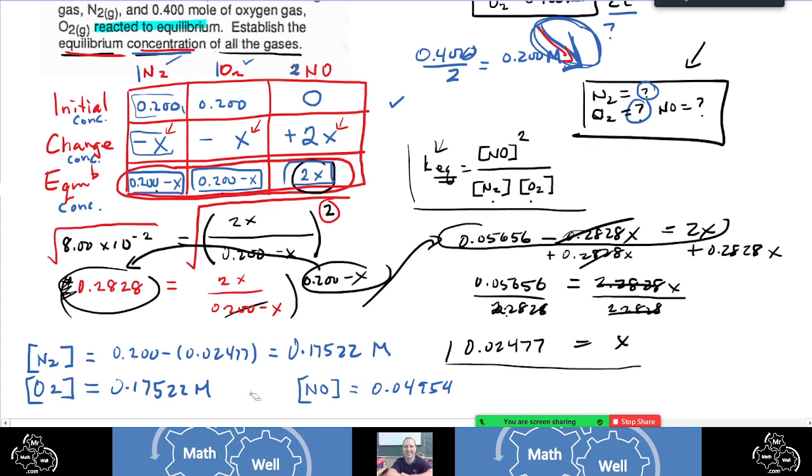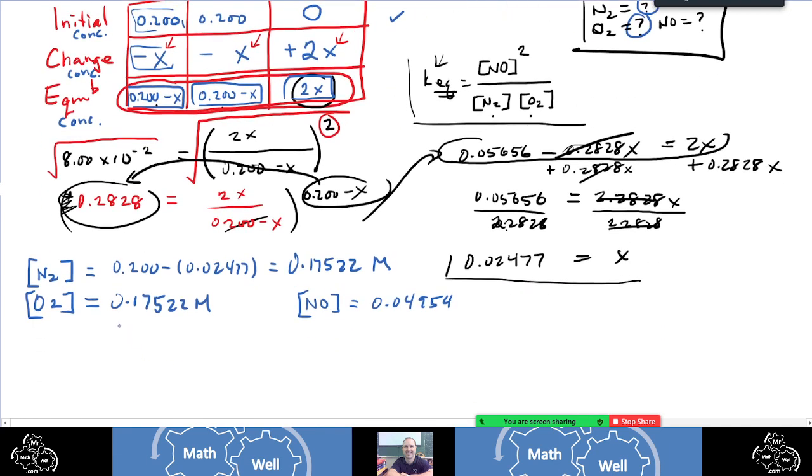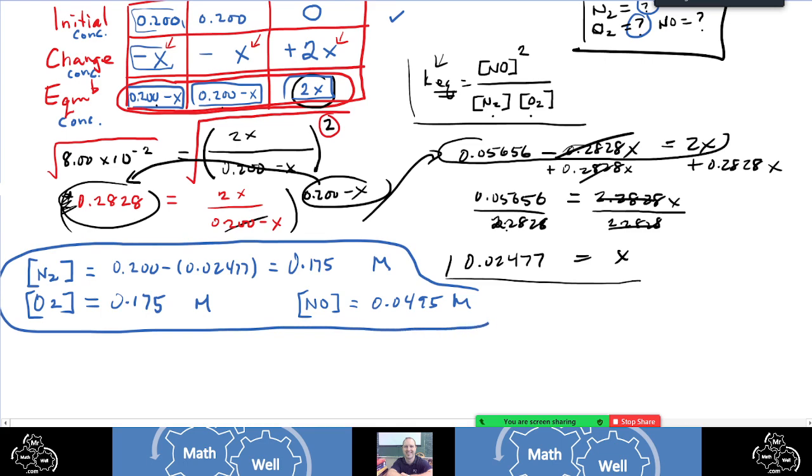The only other thing you'd want to do here is take a look at your significant figures at the very end. So we have 3 sig figs over here as well. So we have 3 sig figs in the K, so 3 sig figs is what you're going to want to round this to. So this is going to be 0.175 molar. And this is going to be 3 sig figs, 0.0495. That's a 4, so that can just stay. And this will be molar as well. Okay? So I think those should be your answers there.